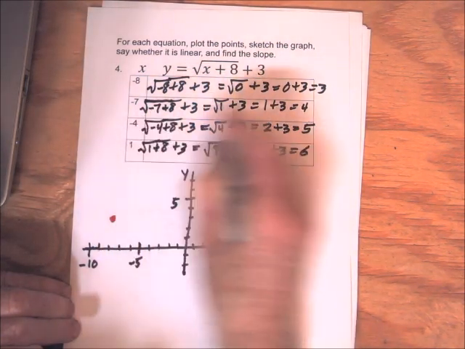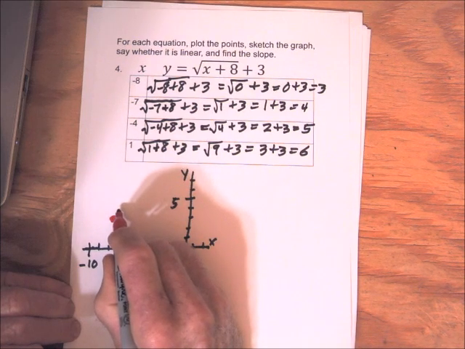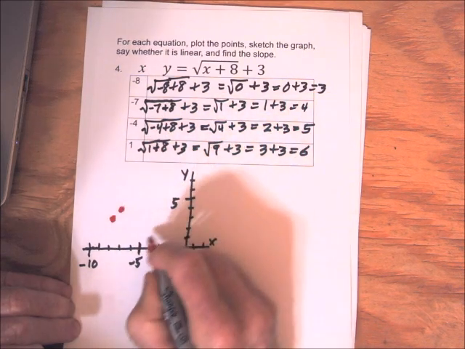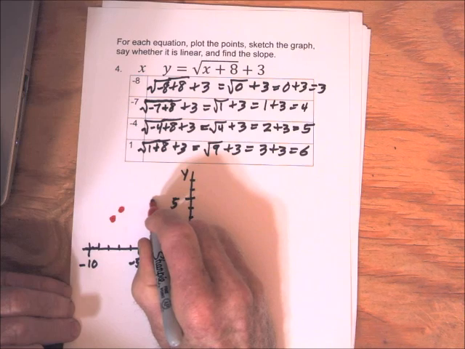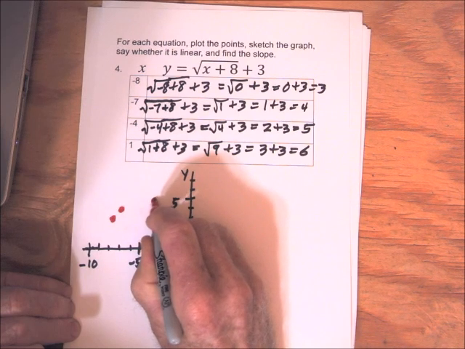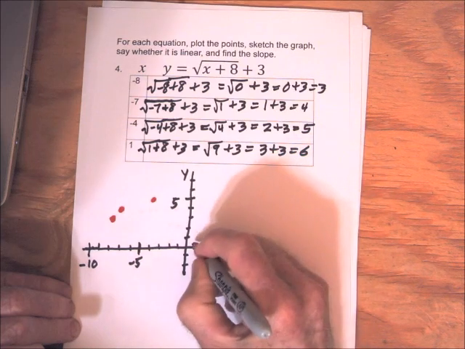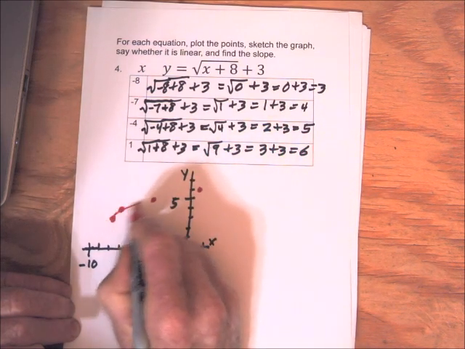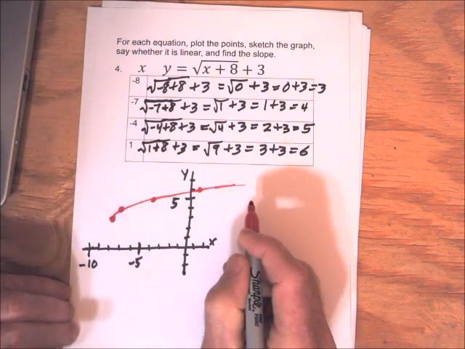And then 7 to the left up 4, maybe about right here. 4 to the left up 5, about right here. 1 to the right up 6. Okay, so then let's connect the dots, and that's our graph.